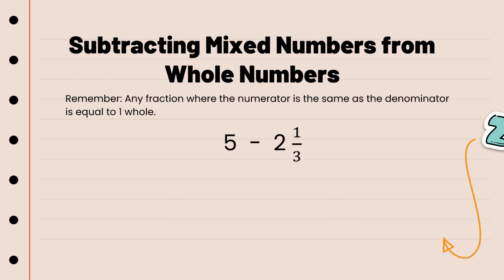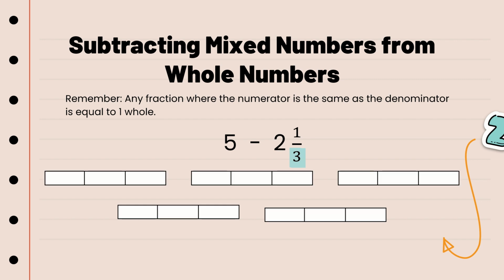Now here we're going to take a whole number and subtract a mixed number. So it's very simple, not as difficult as it looks. It's the same concept. We're going to again use the denominator of the fraction to figure out how we are going to split our wholes. This is a 3, so each whole is going to have 3 equal parts. Now, because the whole is a 5, we've obviously got 5 wholes.